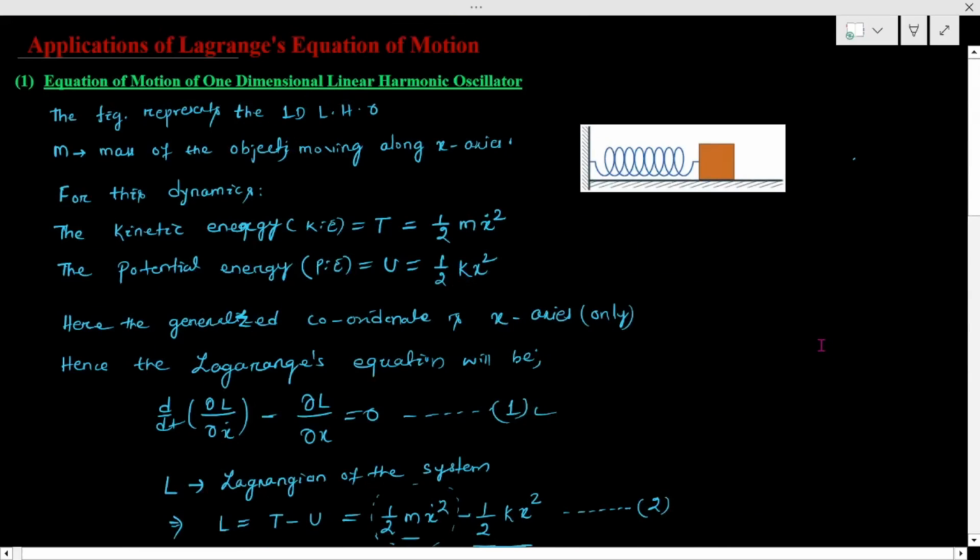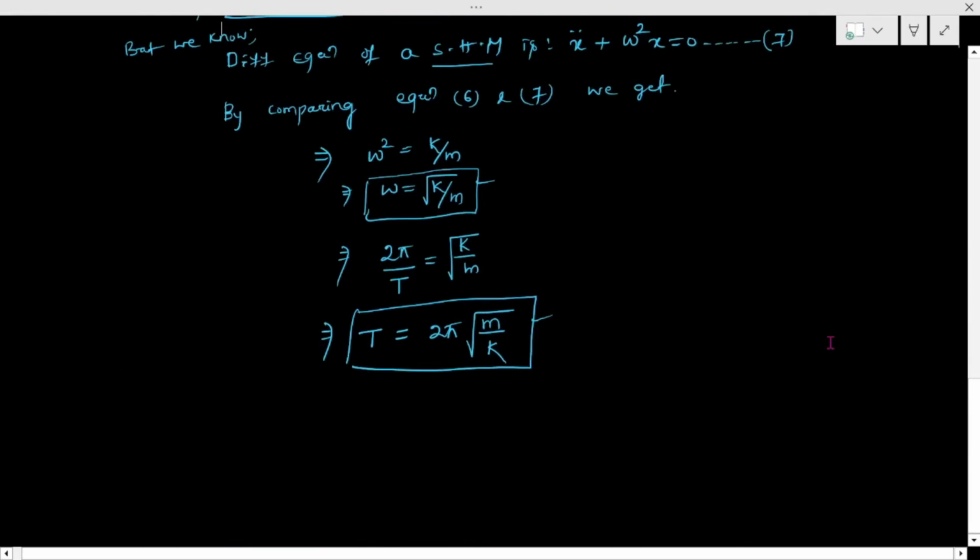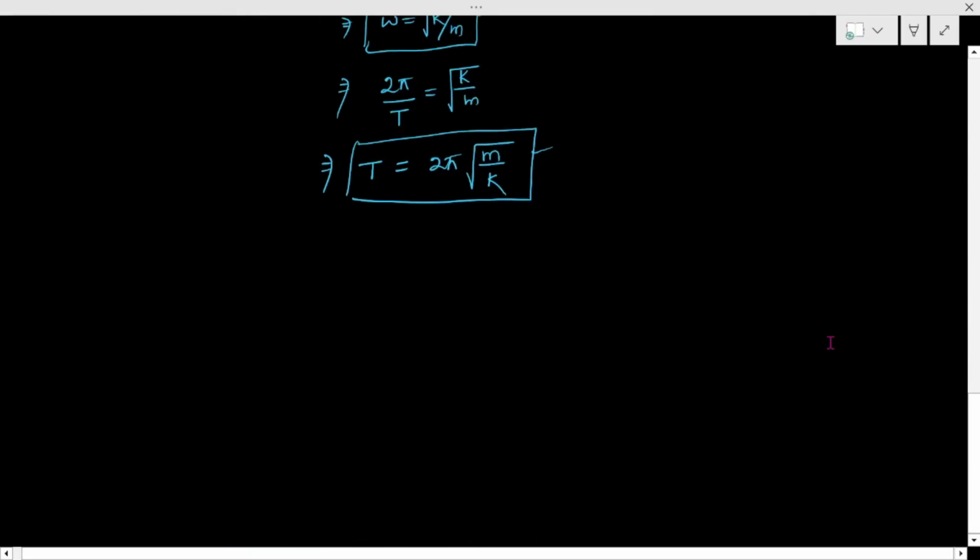So this is all about the equation of motion of the one dimensional harmonic oscillator using the Lagrange equation. In our next class we are going to discuss another application: the equation of motion of a freely falling particle under gravity.